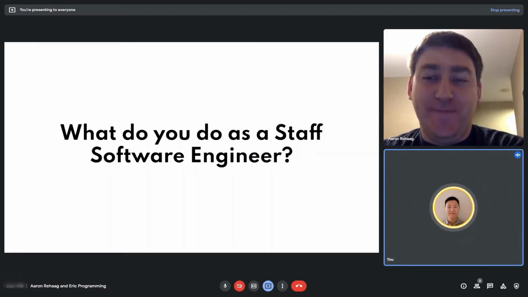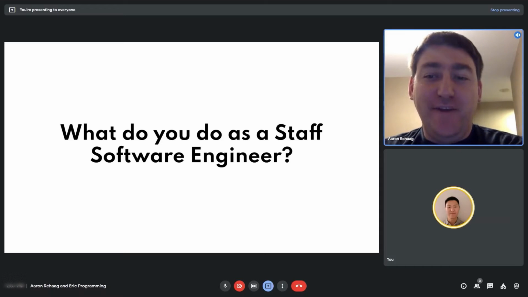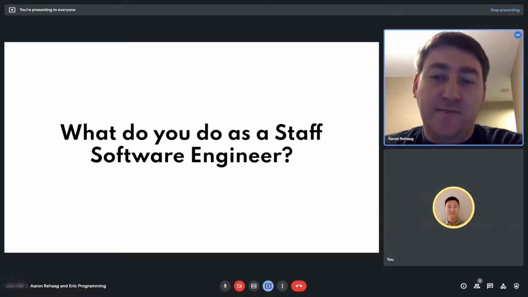First question that we have for you is, what do you do as a staff software engineer? So in a funny way, this is one of the hardest questions to answer because it's a little bit different for each person. There's some general patterns that you see as a staff engineer. Obviously, you're an individual contributor. I write code. I make design documents. I collaborate with engineers. But there's a couple different types of roles that you typically see.